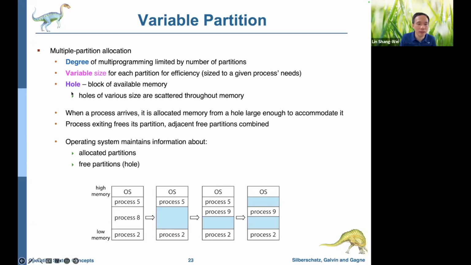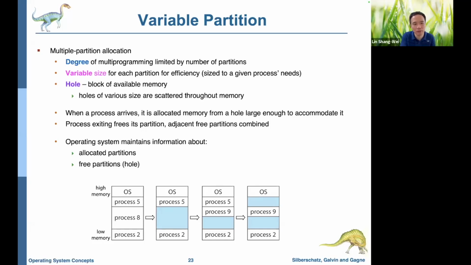In contiguous allocation, we use the term hole to refer to the available memory. It will be like this, and later on we'll go through an example. When a process arrives, it is allocated memory from a hole large enough to accommodate it.